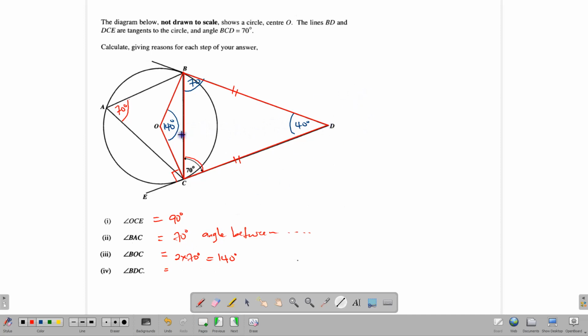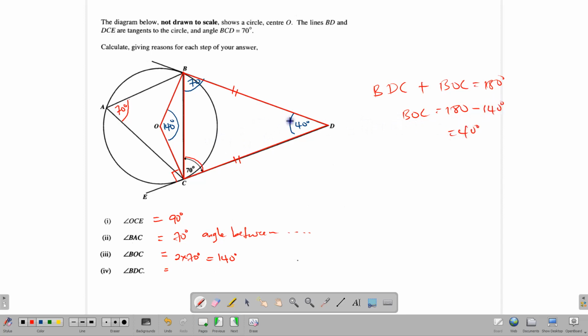So BDC, angle BDC plus angle BOC would be equal to 180 degrees. And so we can say BDC would be equal to 180 minus 140. And that would give you your 40 degrees.